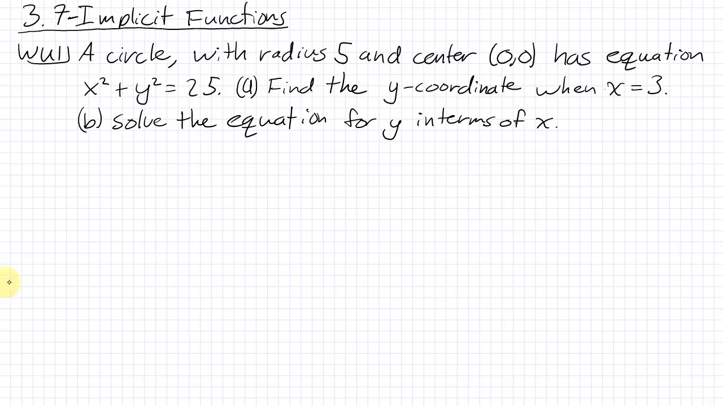So we can draw a graph of it here. At (5, 0), it crosses the x-axis. Then at (0, 5), it crosses the y-axis. So just that circle. This is the equation of it.